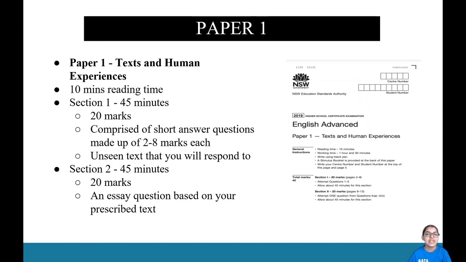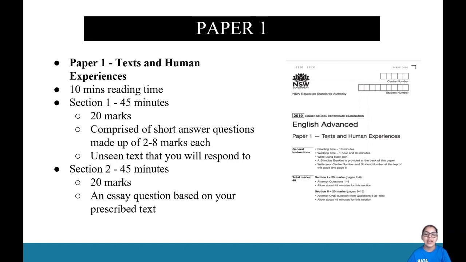The first section is a set of short answer questions. For now, just think of them as comprehension style questions, but obviously it's a bit more sophisticated than that, in year 12 after all. However, it's kind of similar. It's that vibe of comprehension style questions in a way, and that's going to be that first section. You will be given unseen text you haven't seen before, more than likely, because they do tend to choose obscure texts. So you're going to be given unseen text, and you have to respond to those questions.